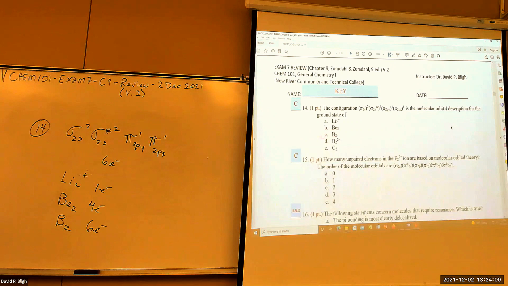So boron has this configuration. That's what I get for trying to hurry through.